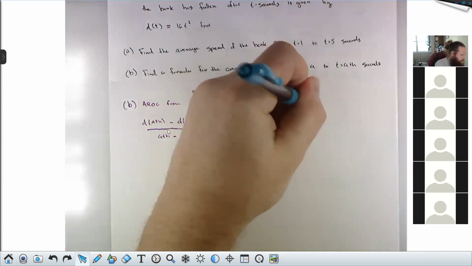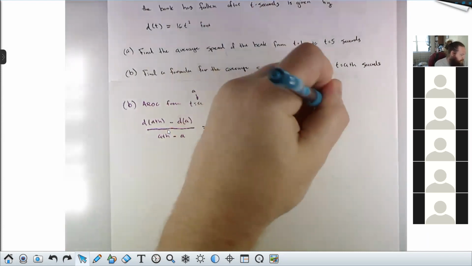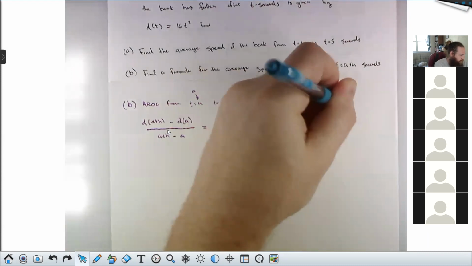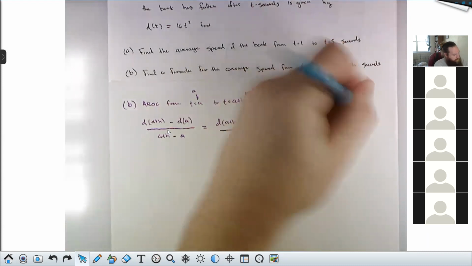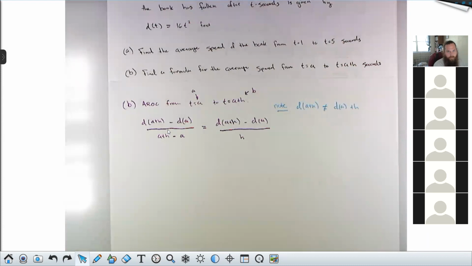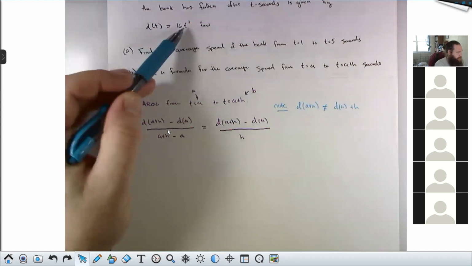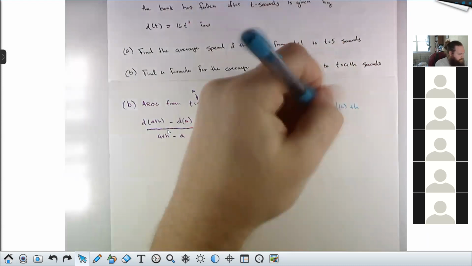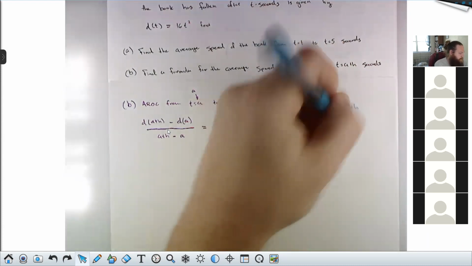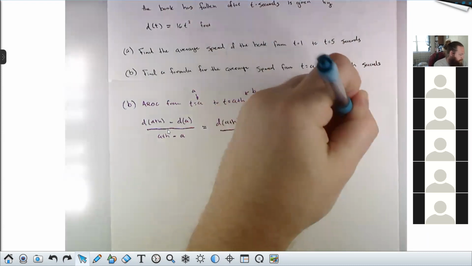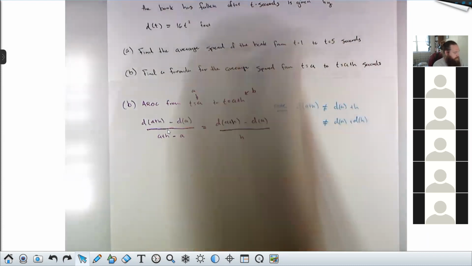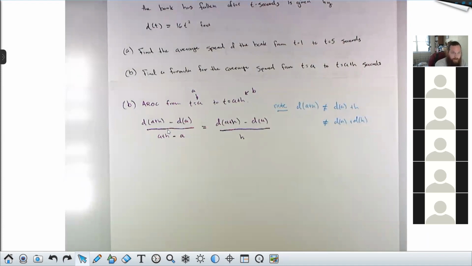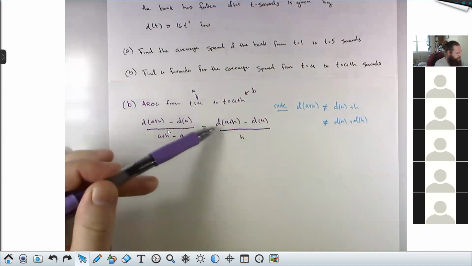D of a plus h is not d of a plus h like this. I cannot just take this function, plug in an a here, and then add a plus h on the outside. That doesn't work. And it's also not the same as d of a plus d of h. That's not true in general. So what is d of a plus h? What is this very first piece upstairs here?